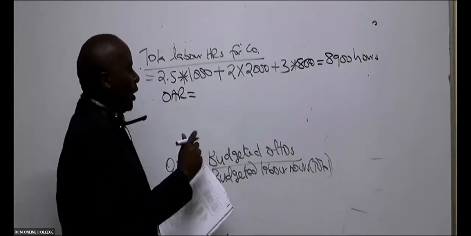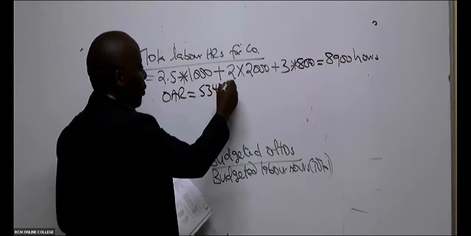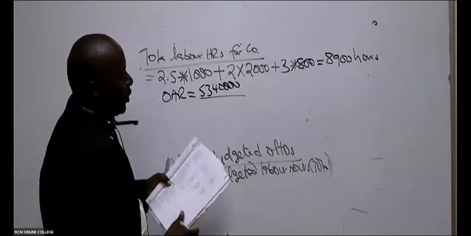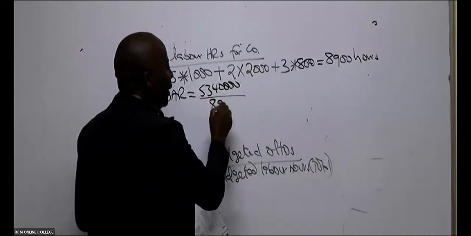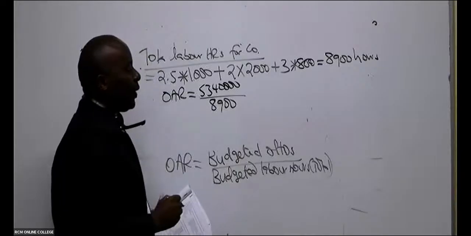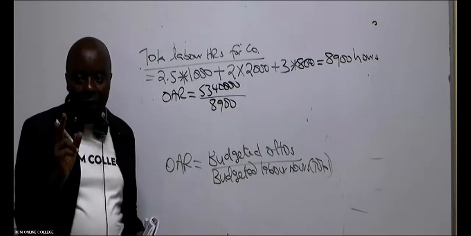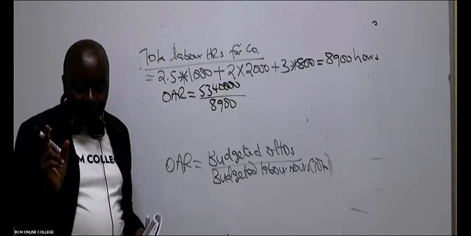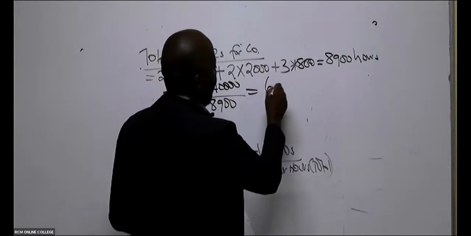Are you able to see 5340? 5340,000. Divide this by, ladies and gentlemen, the budgeted labor hours that you have given me, which is 8,900. So then the overhead absorption rate per hour will be how much? 600. Thank you so much. 600 per hour.